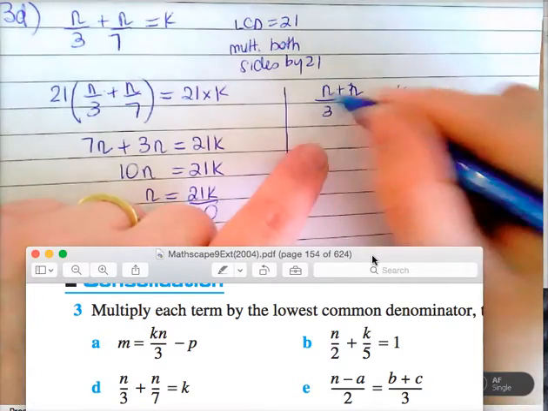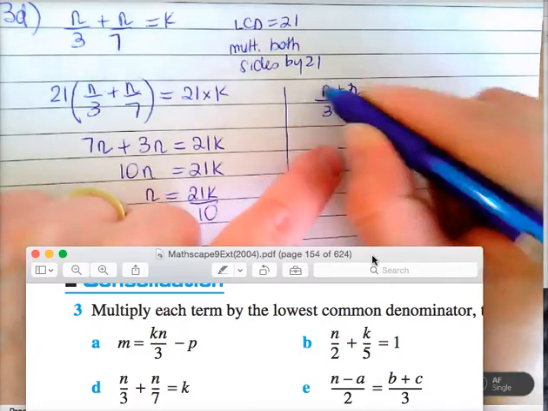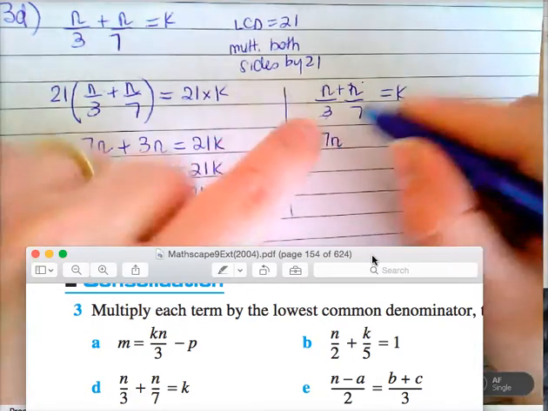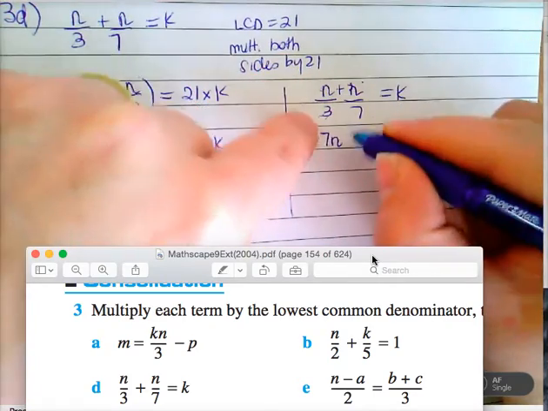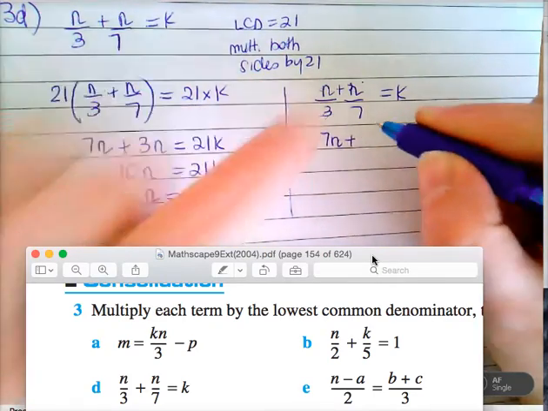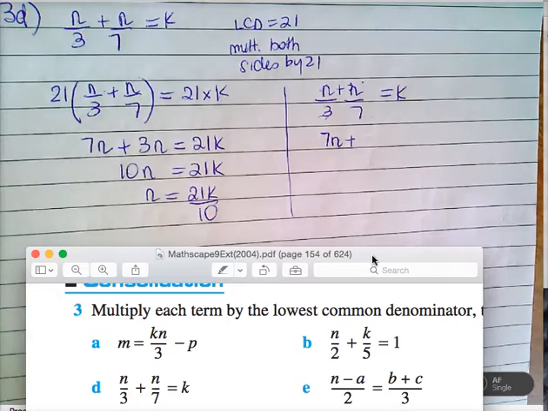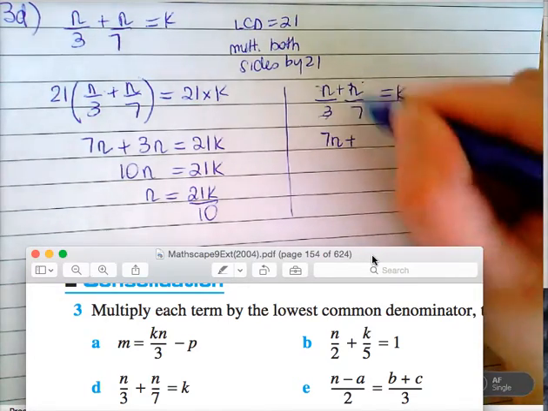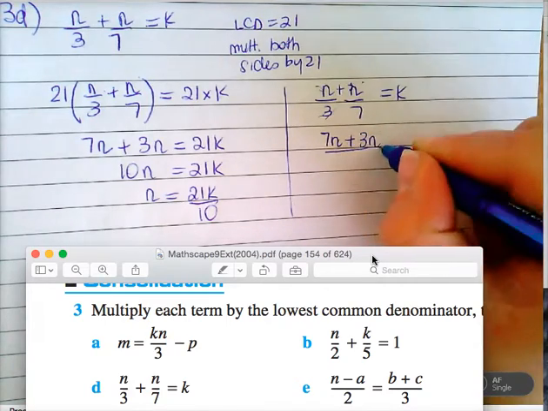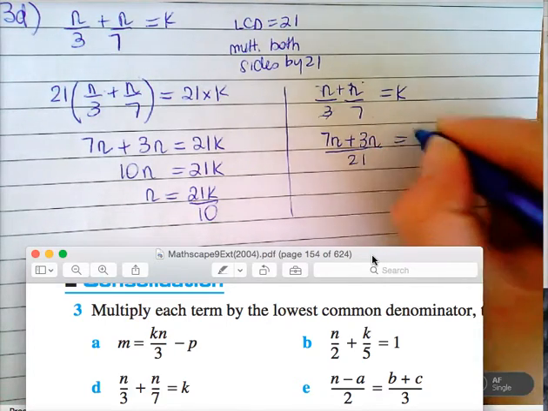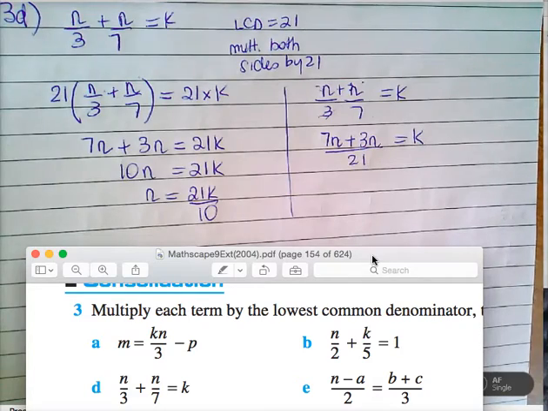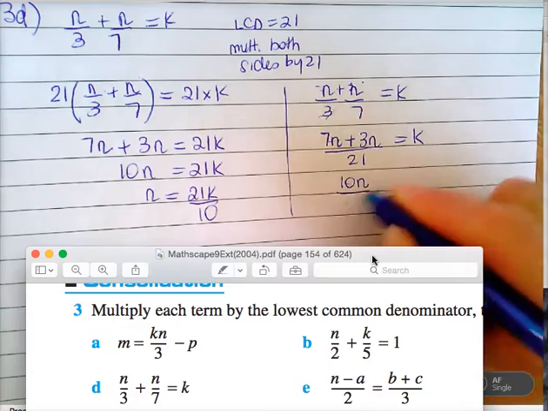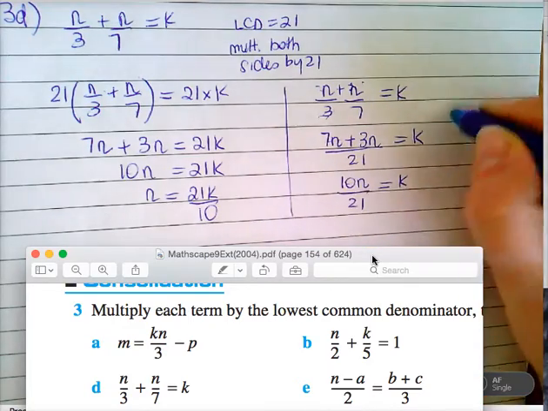Right, let's go common denominator. You know your little butterfly crisscross, that times that, that times that, that times that. So do the butterfly, 7n plus... I'm just making a common denominator. 7n plus 3n over 21 equals k. There's nothing wrong with this method. What do you get here? 10n over 21 is k.